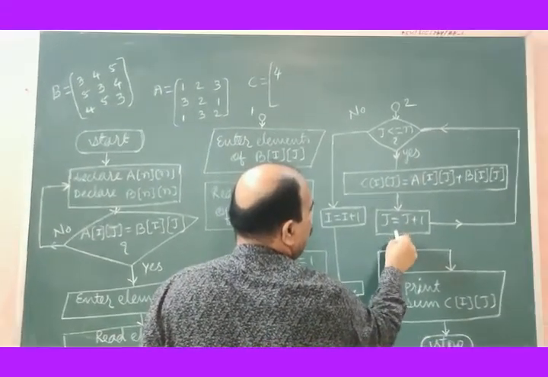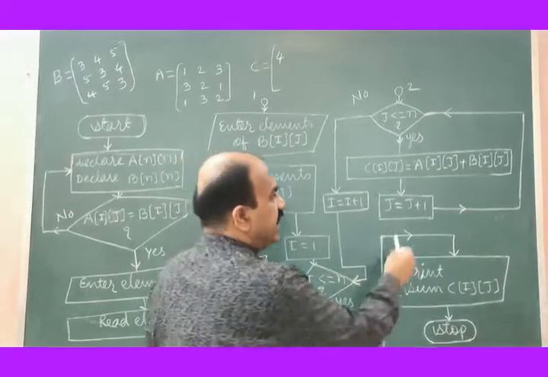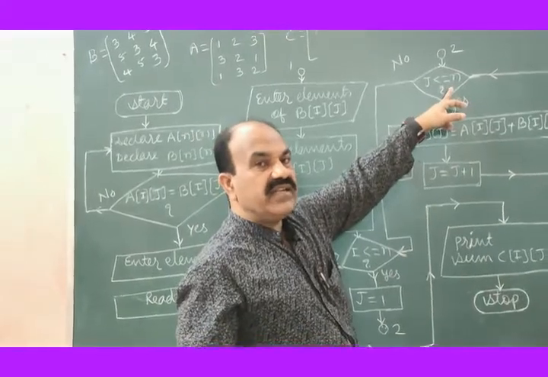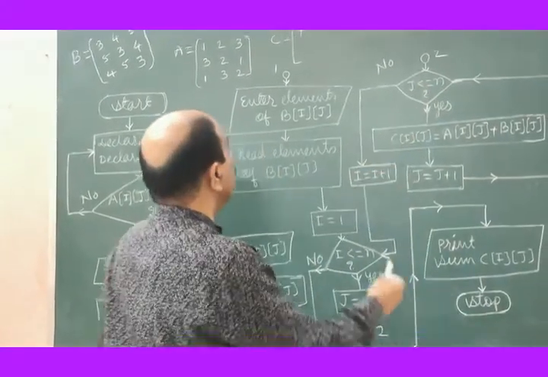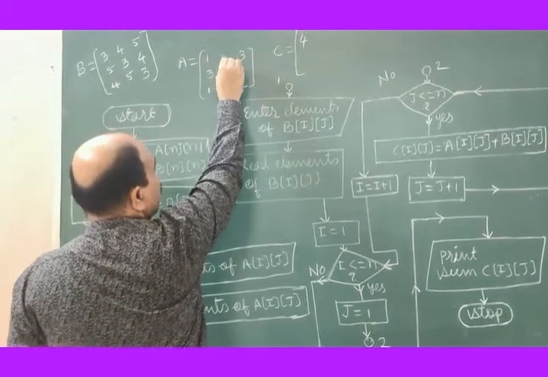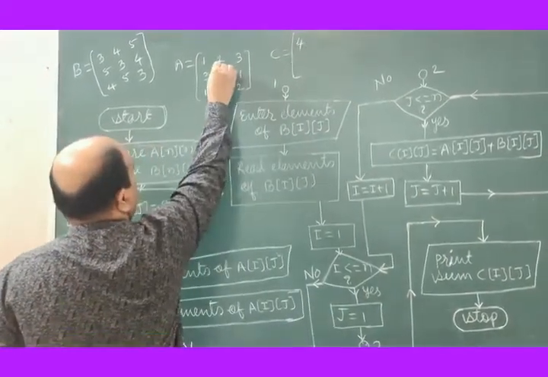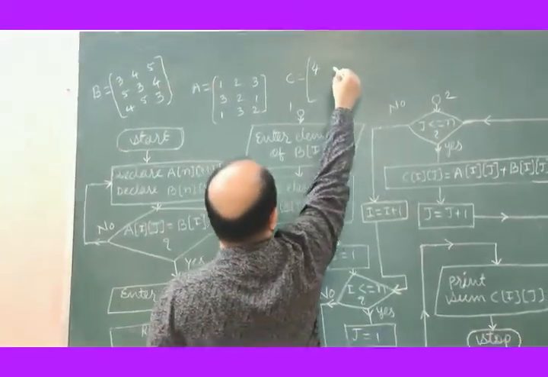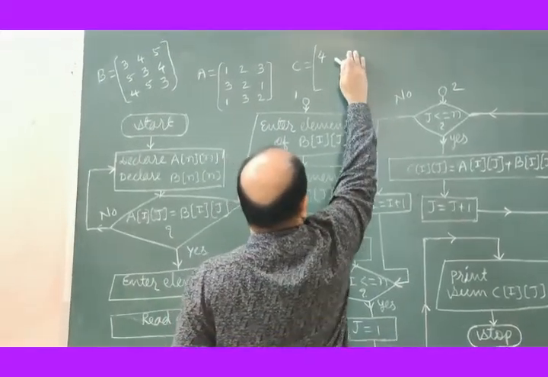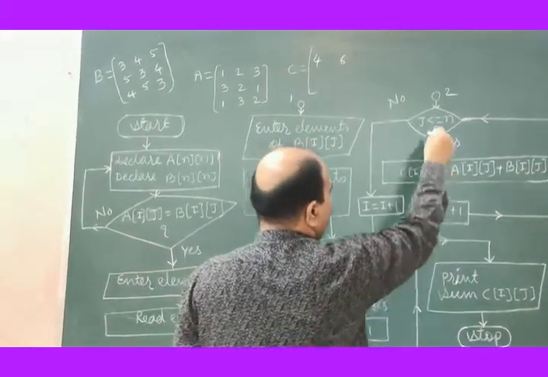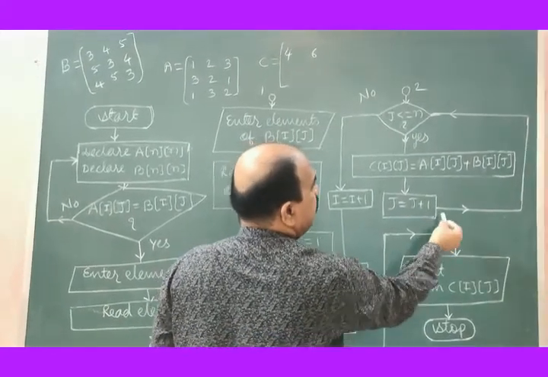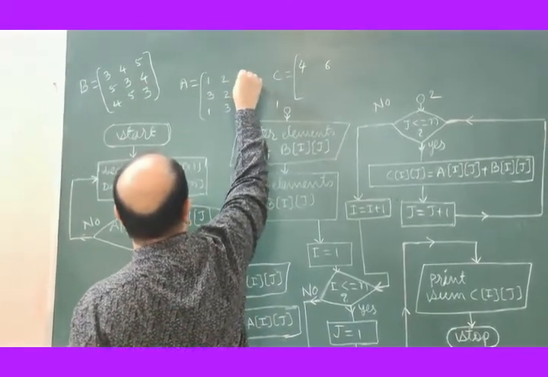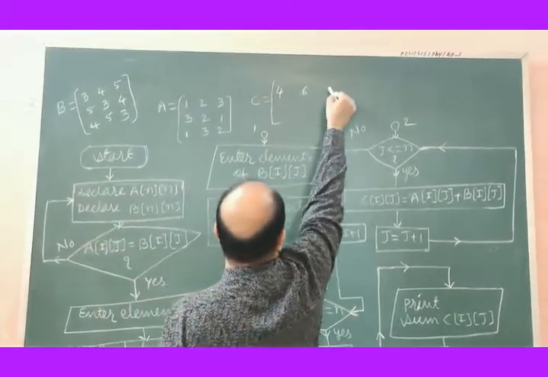Then you have come here. J is incremented by 1 and it is sent back here. If this j is smaller than n, of course j is smaller than n. Now the column selected is this. When j is equal to j plus 1, this column is selected. So this is added with this, 2 plus 4, 6. Again j is incremented by 1, sent back here. Here j is selected 3. So this third column element is added with this third column element.